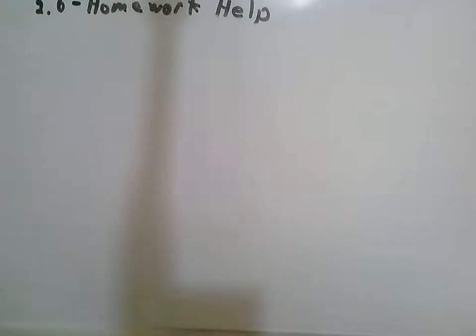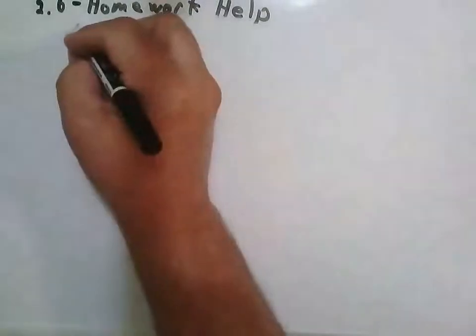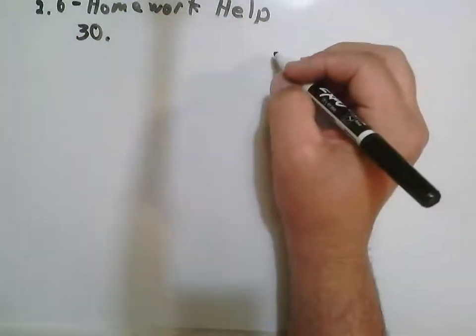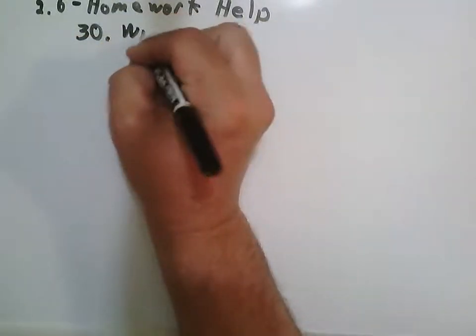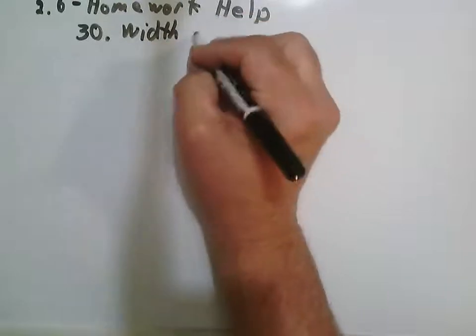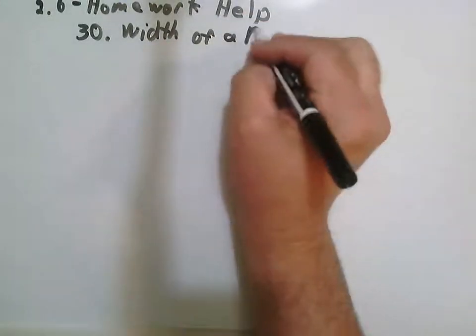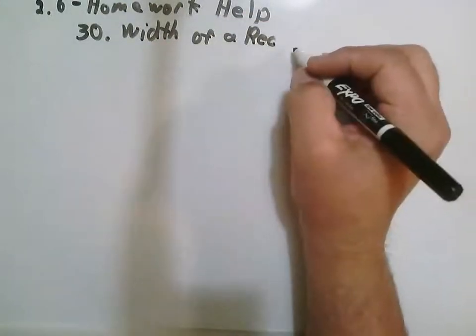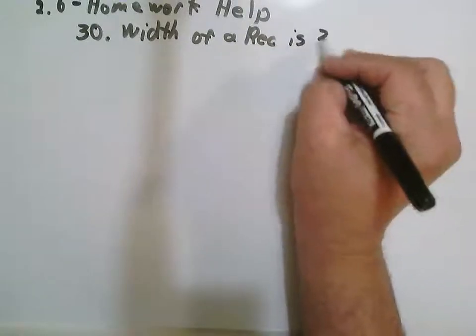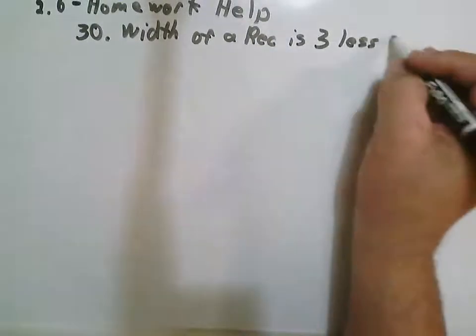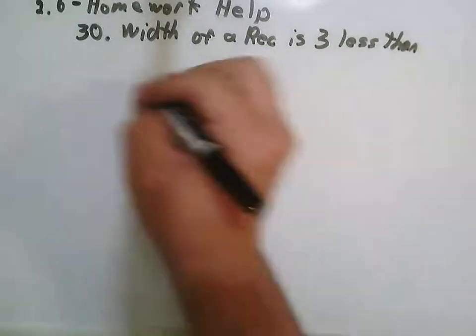Let me look at the other one. I have questions 30 and 32. So let me just review that one real quick. Let's move to number 30. So number 30 for this particular one, it says that the width of a rectangle, and I'm just going to kind of abbreviate that, is 3 less than the length.